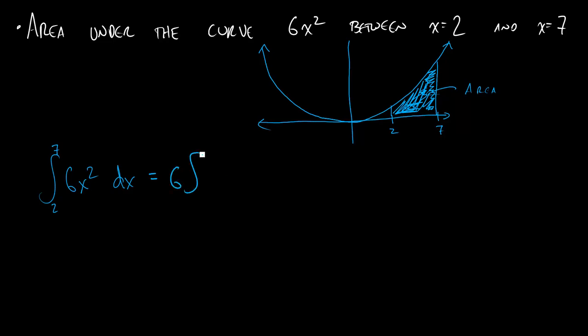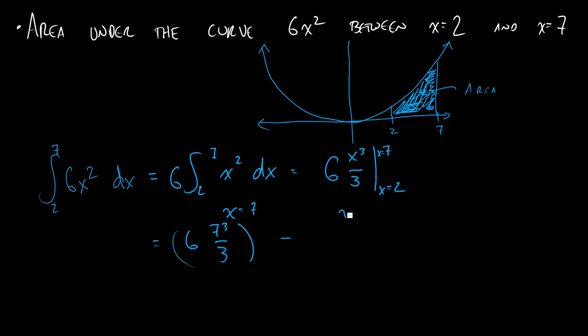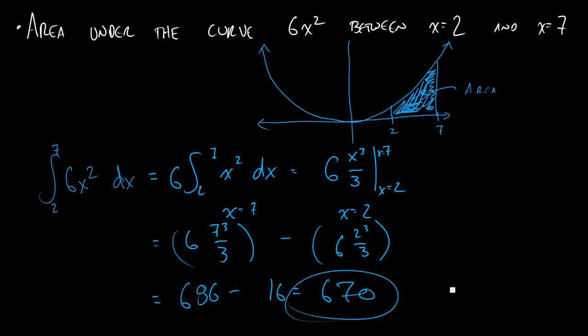So we'll have 6 integral from 2 to 7 of x squared dx. Using our formulas, we'll get 6x cubed over 3 from x equals 7 to x equals 2. So if you want to actually work this out, for x equals 7, you will have 6 times 7 cubed over 3. And for x equals 2, you'll have 6 times 2 cubed over 3. Now if you type both these into your calculator, you'll get 686 minus 16, which of course is 670. So this would be the answer you put into WebWork. This is that area computed out exactly.